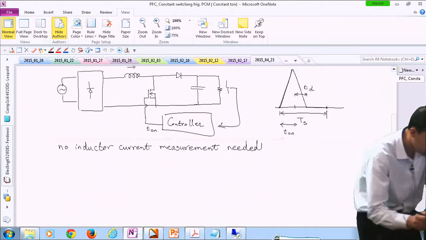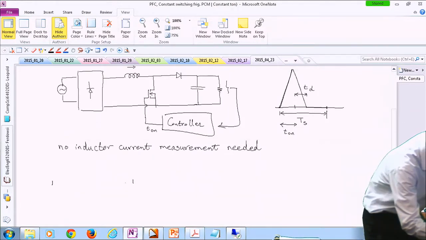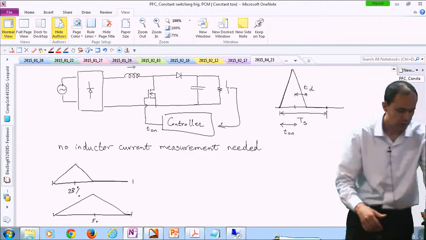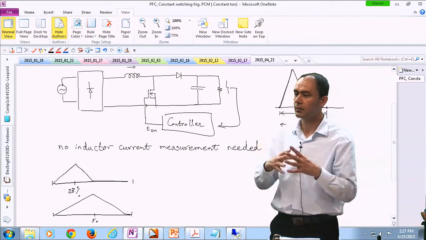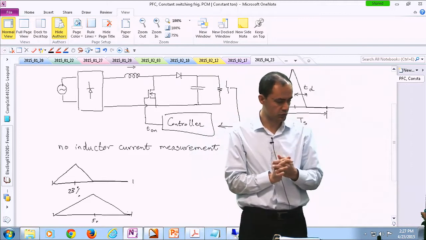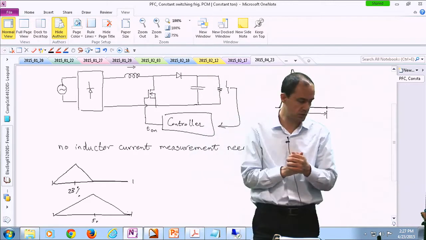So before, this is one period, and this is 28% of that. So the inductor current rises, falls, and then 0. Now I'm increasing it to 50%. So the inductor current rises, falls, and 0. First of all, we have to worry about going to CCM again because I'm keeping the switch on for a longer time. It's more likely for me to go to CCM.